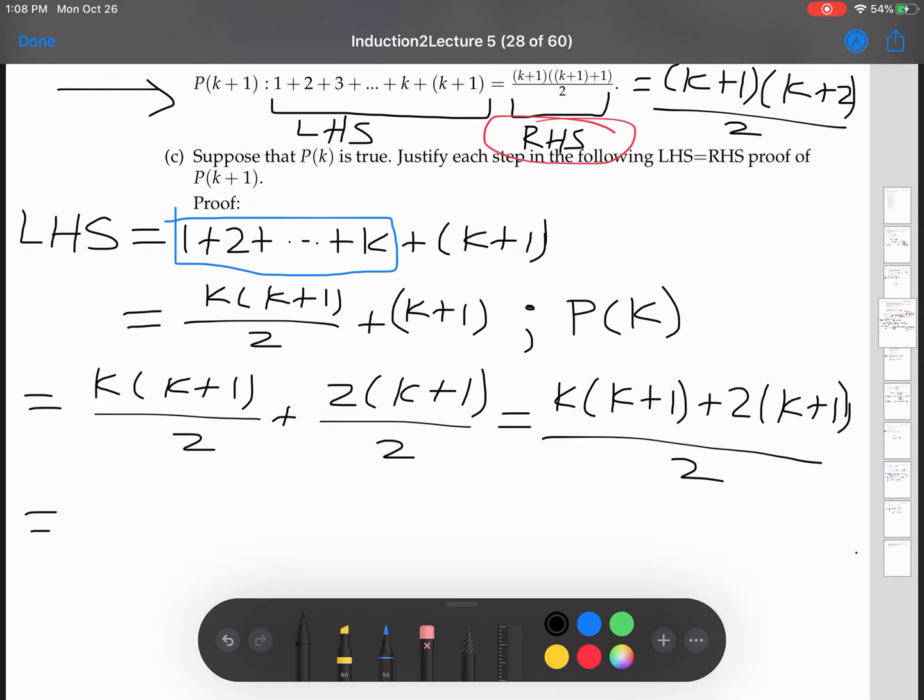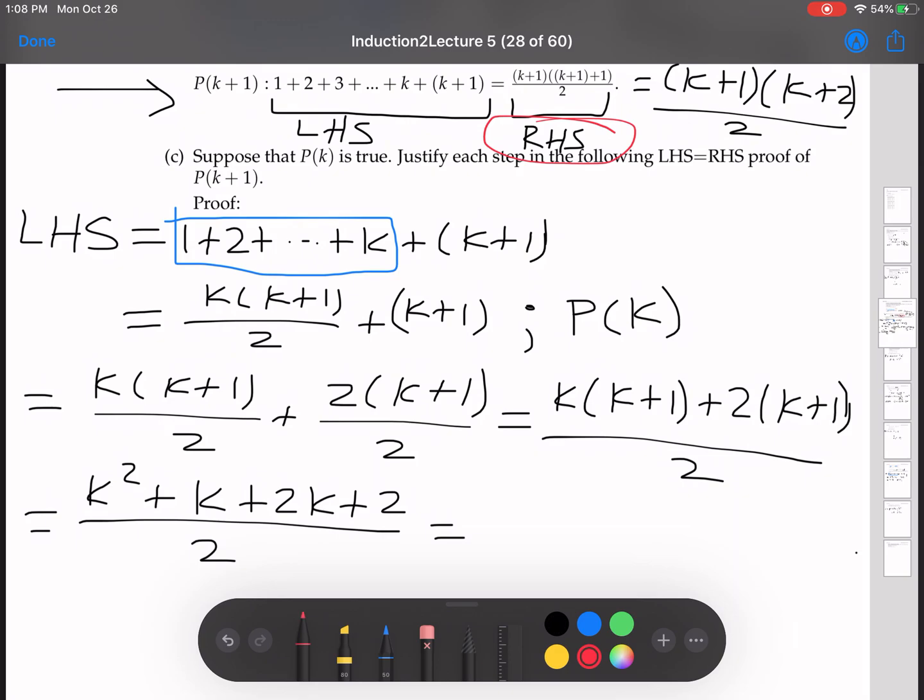Okay, so first, this step right here, I just get a common denominator of 2. Then here I'm putting them all over the same denominator, which is correct algebra. Now I'll distribute the k through and get k squared plus k plus 2k plus 2 all over 2.